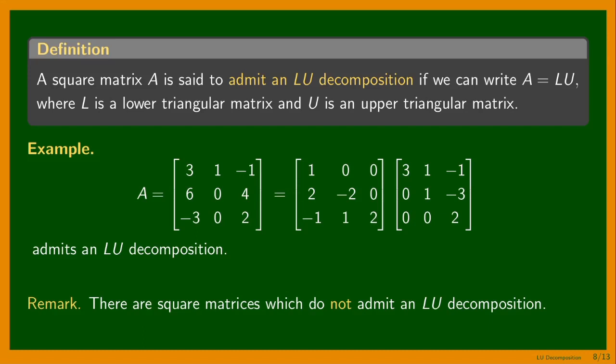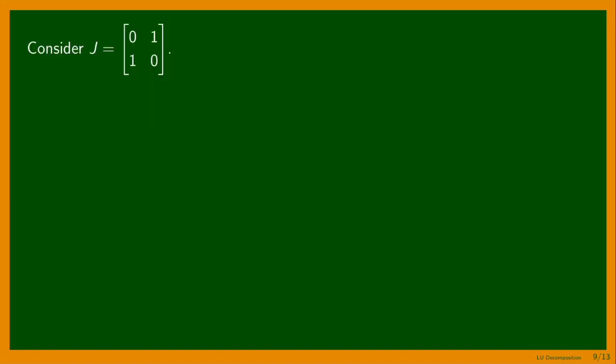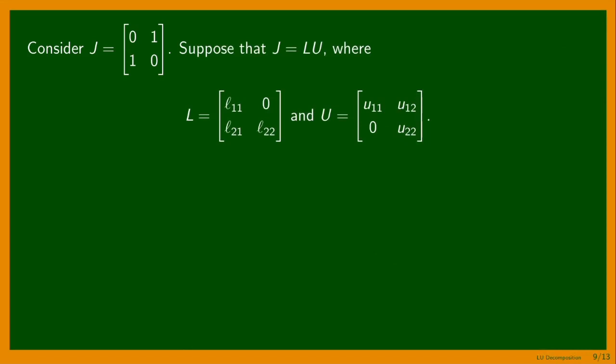It is kind of easy to construct an example. You can, for example, consider the 2 by 2 matrix J with entries 0, 1, 1, 0, reading it by rows. As you can tell, J is neither lower triangular nor upper triangular. Now, for the sake of contradiction, suppose that J admits an LU decomposition. In other words, suppose that we can factor J as a product of a lower triangular and an upper triangular matrix, like so. L is the lower triangular, and U is this.